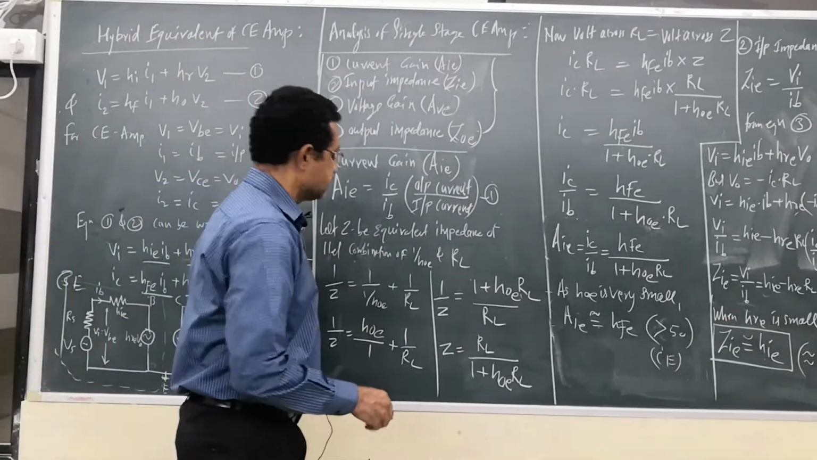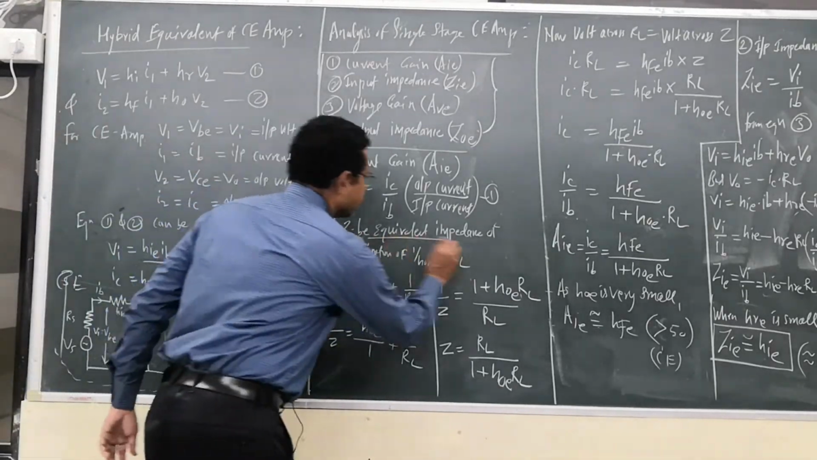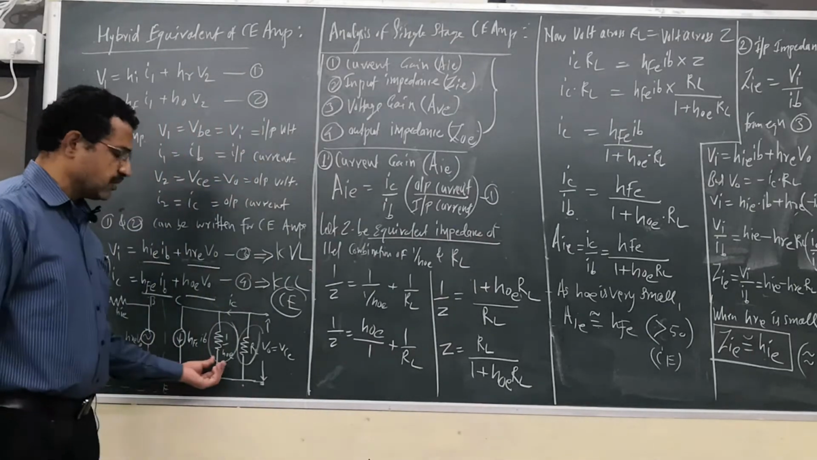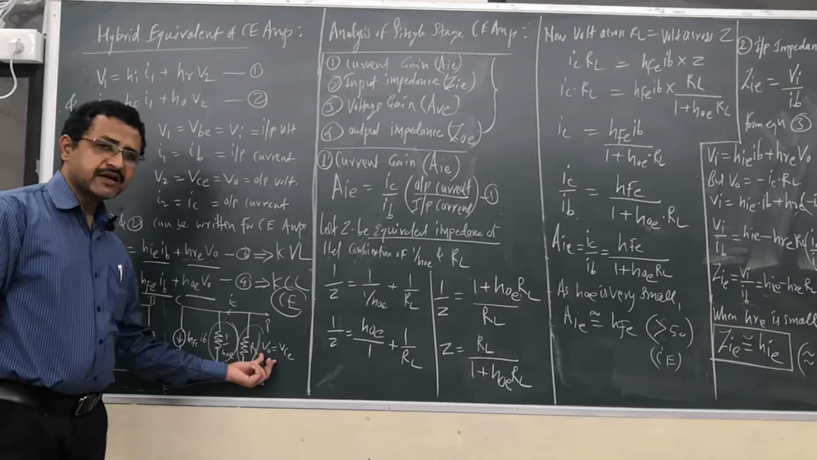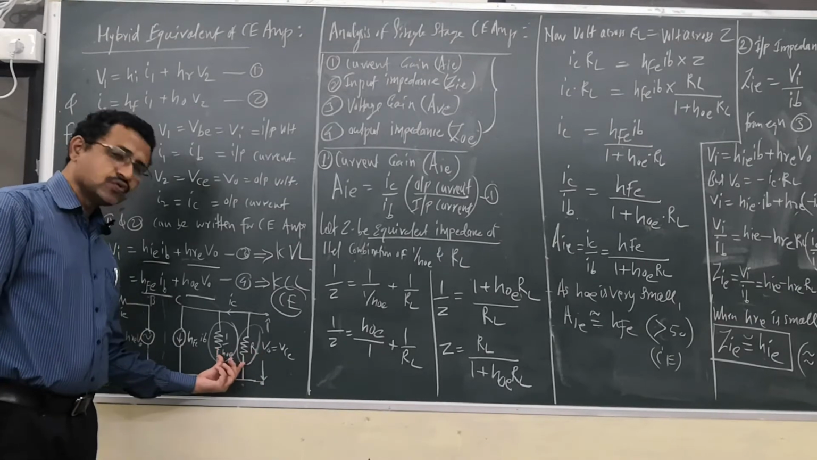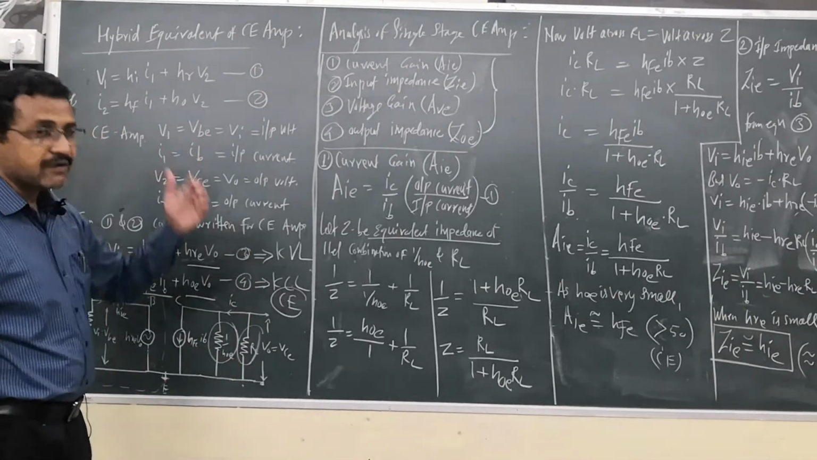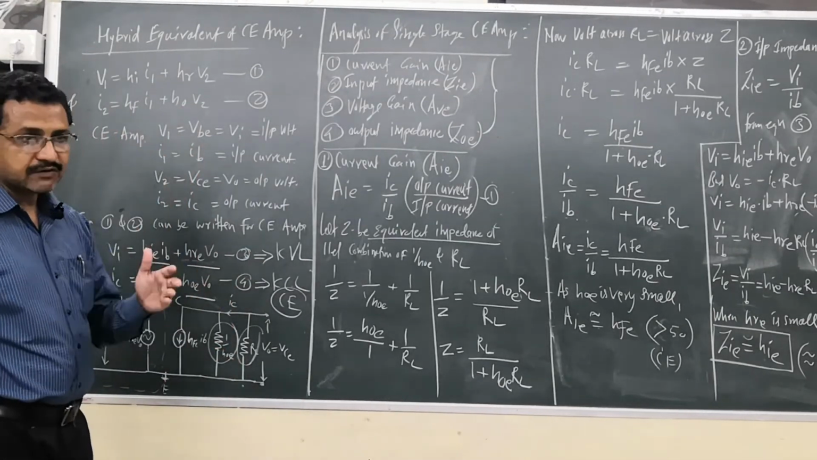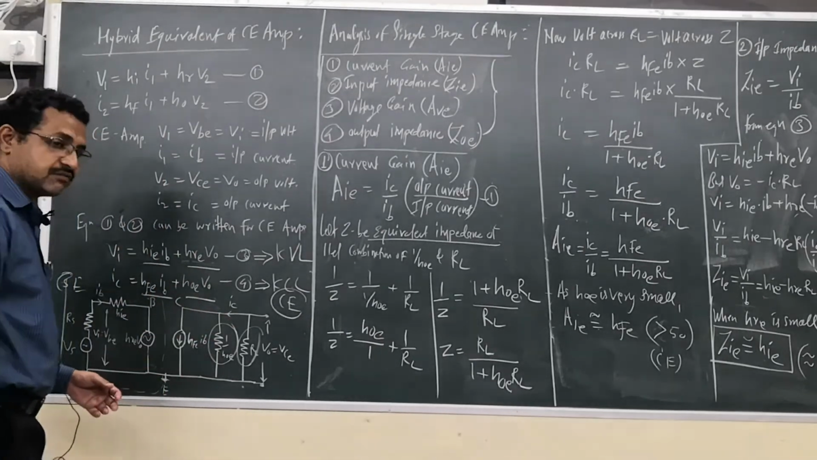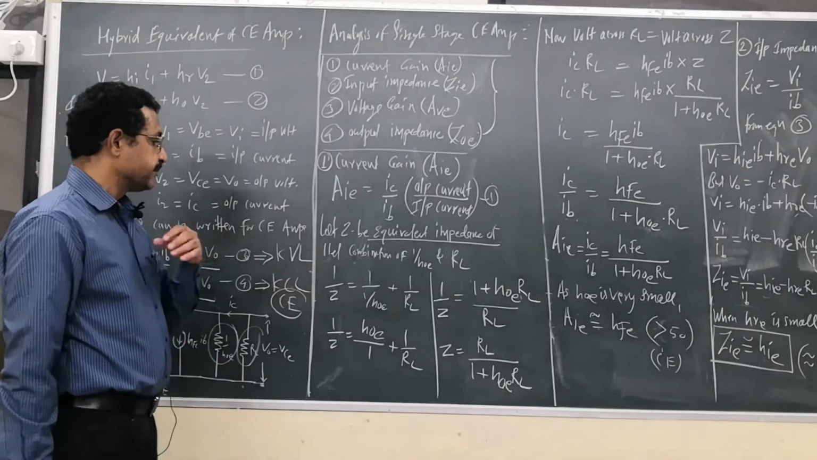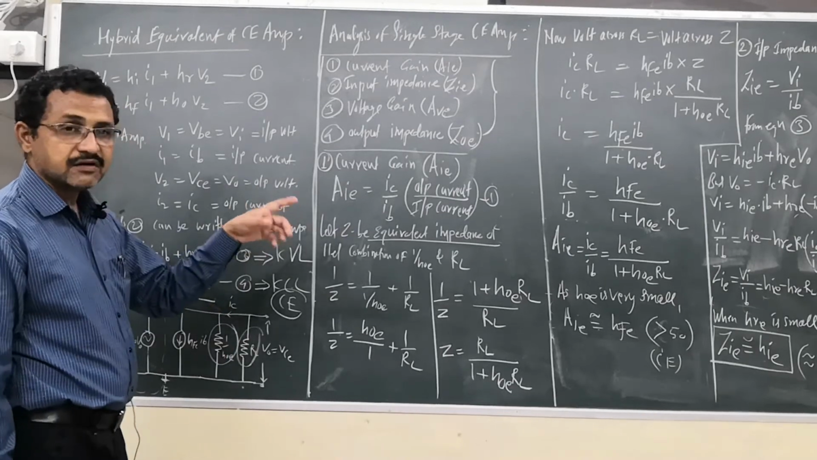So, to find this Z, the equivalent impedance of the parallel combination of 1 upon HOE and RL, the load resistance across which we can find the output voltage, these two resistances are in parallel. So by using the simple formula, 1 upon R equivalent equals 1 upon R1 plus 1 upon R2, we will get the equivalent. The same equation we can use to find the equivalent impedance of the parallel combination of 1 upon HOE and RL.